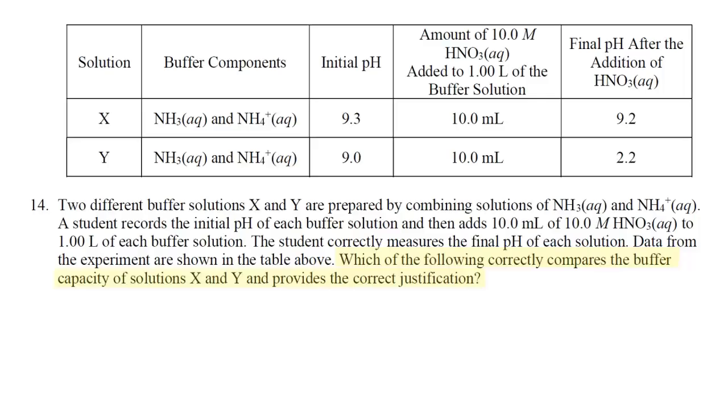Now, unlike the previous question where we actually had the concentrations of the buffer components, in this table we do not. We don't have the concentrations of ammonia and ammonium. What we do have is the initial pH before the strong acid is added, and then the final pH after the strong acid is added.